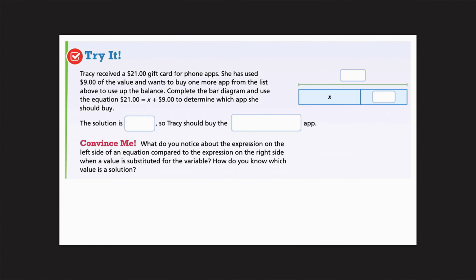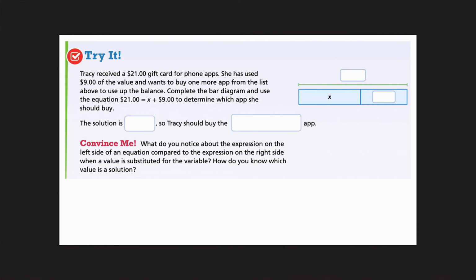All right, so for this problem, I would like you to pause the video and try this one. This is exactly like the problem we just did. There's a gift card. They've already used so much money. You find the solution to that value, okay?